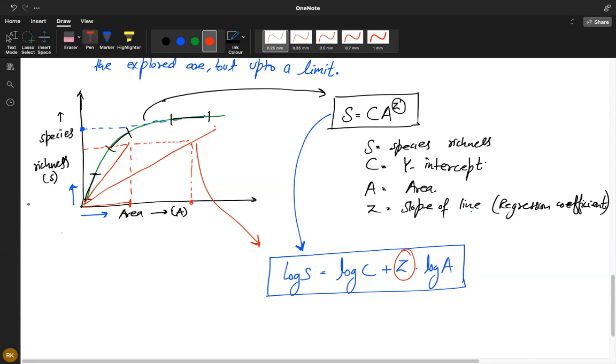Yes, sir. So write down first, the slope of the line, in the bracket, write down the Z value. The slope of the line or the Z value is smaller for a smaller region. The slope of the line is smaller for a smaller region, around 0.1 to 0.2. This is what we normally see. The slope of the region is smaller for a smaller region.